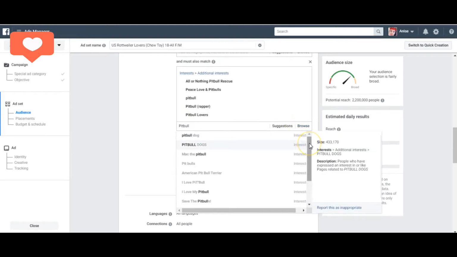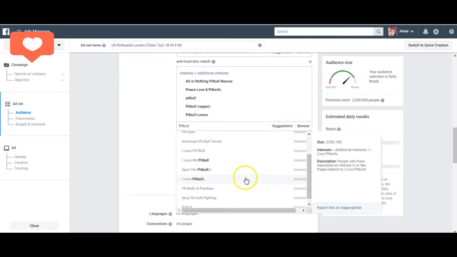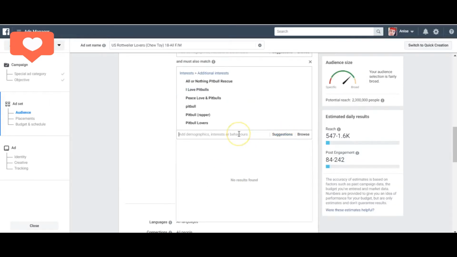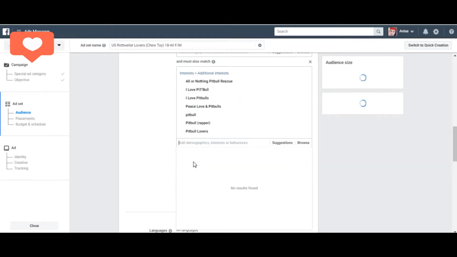So you've got the dogs, the dog again, American Pit Bull Terrier, we keep going. I love pit bulls, the interest is 2 million. So that's massive, but that's a really good target. So we go again, pit bull lovers. I've actually had some great results just from subsector, sub niches or crossing two niches together. So here's another kind of I love pit bull page.